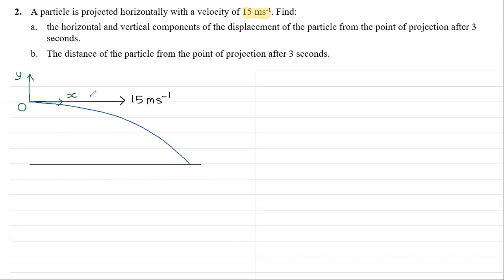So x is moving in the positive direction to the right, and y is moving in the positive direction vertically. Let's write that on there. There we go.